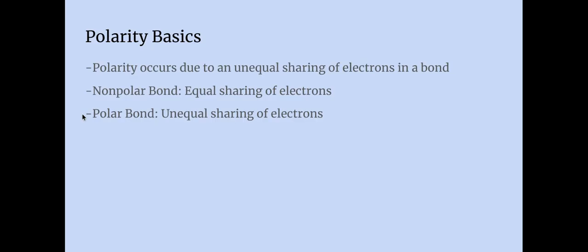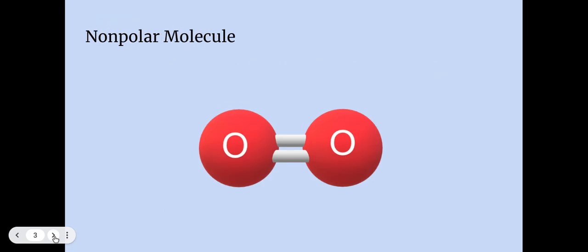Today I'm going over section 9.3, which is molecular shape and molecular polarity. So, polarity basics. What exactly is polarity? Polarity occurs due to an unequal sharing of electrons in a bond. A nonpolar bond would be equal sharing of electrons between two atoms, and a polar bond is just unequal sharing of electrons. So, why do we have equal and unequal bonds?